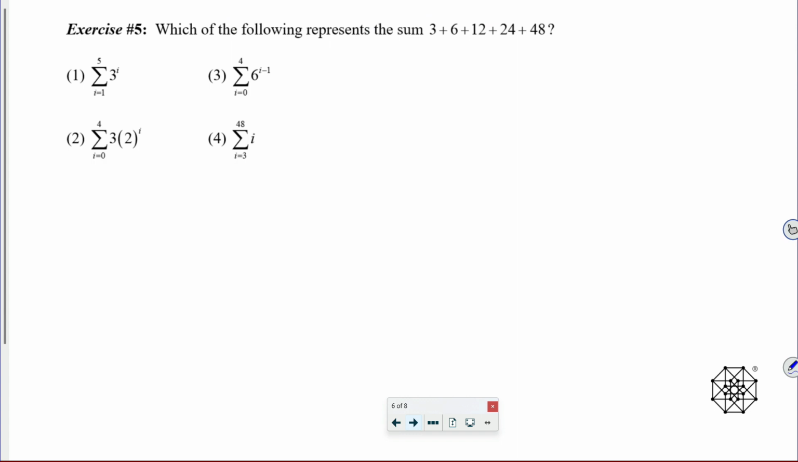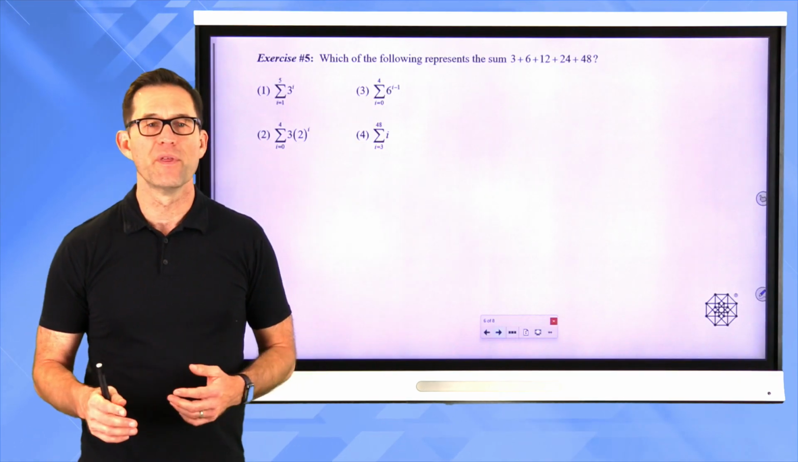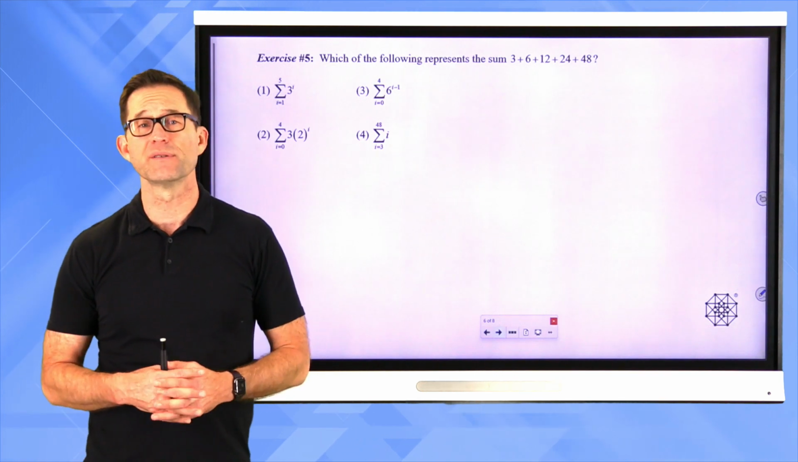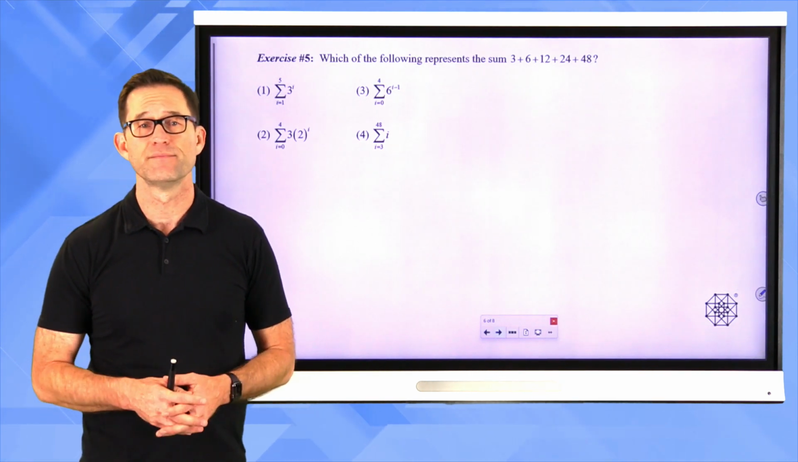Which of the following represents the sum 3 plus 6 plus 12 plus 24 plus 48? Play around with this, maybe play around with the 4 choices, and see what you can figure out.